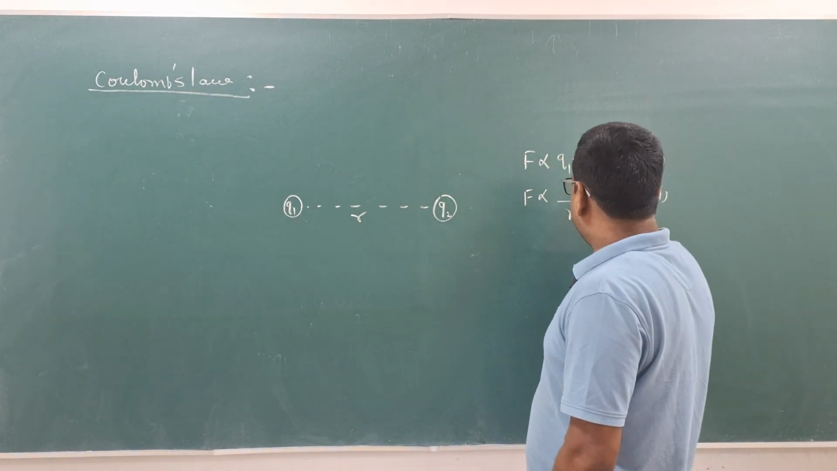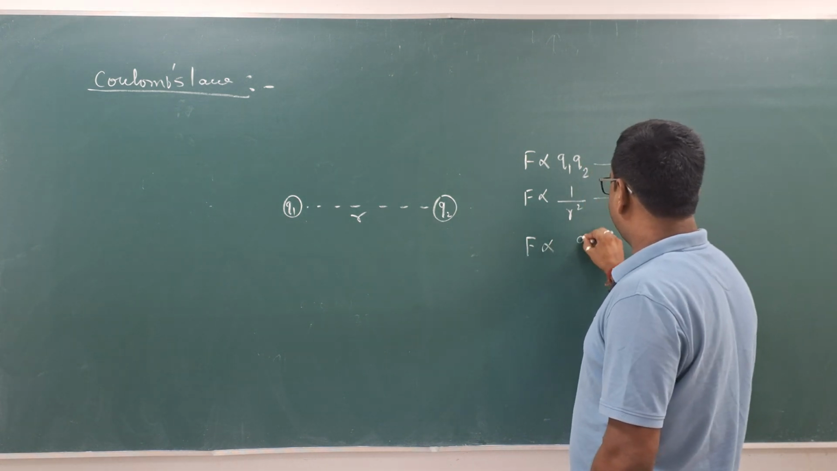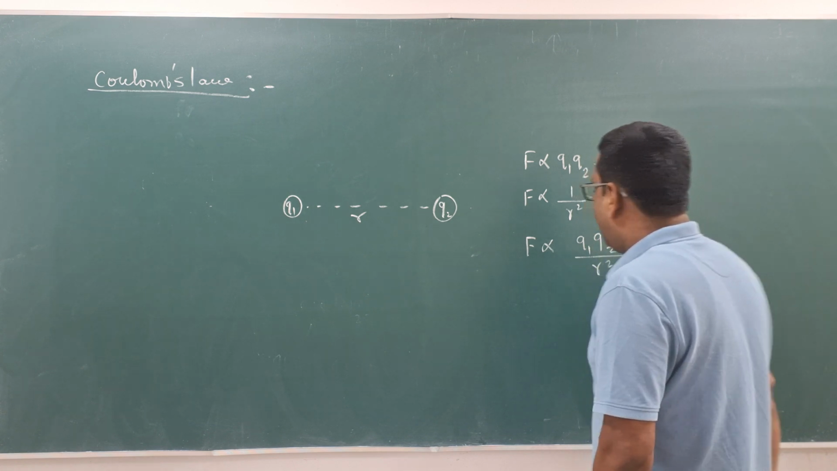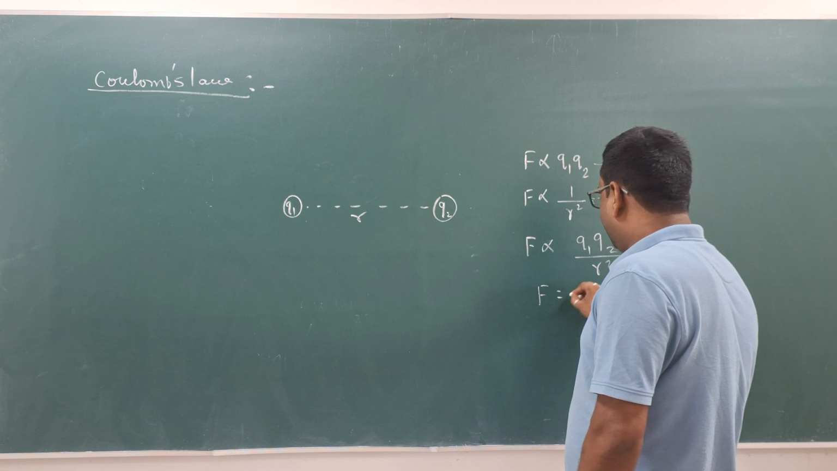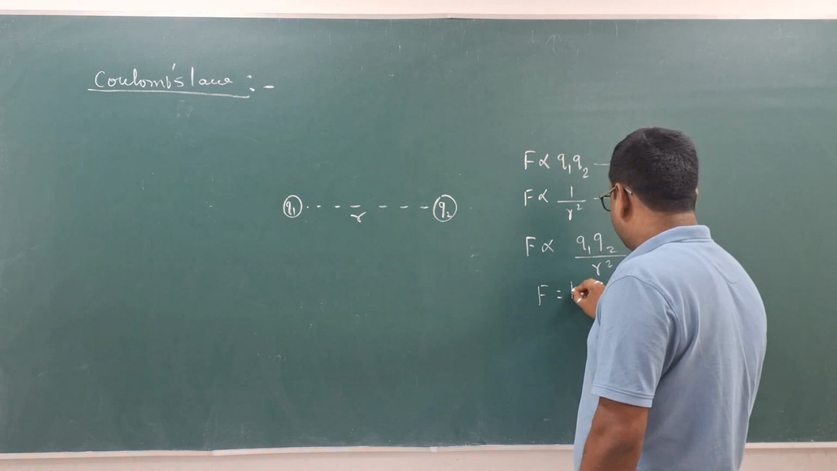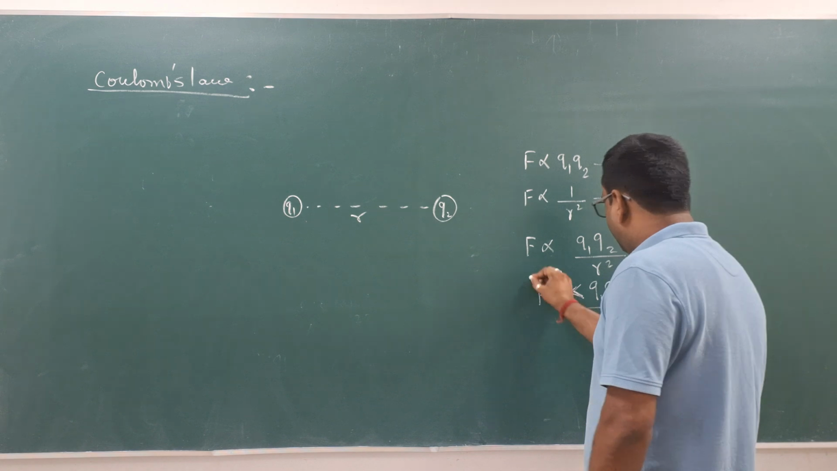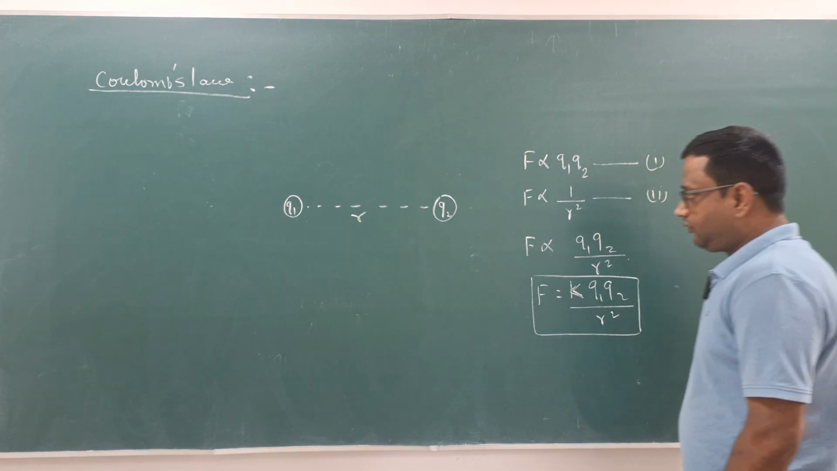So when we combine these two, we get that the force is directly proportional to Q1 Q2 by R square. And when we remove the proportionality sign, we get a constant which is known as K, so F equals K Q1 Q2 by R square. This is the force acting between these two charges.